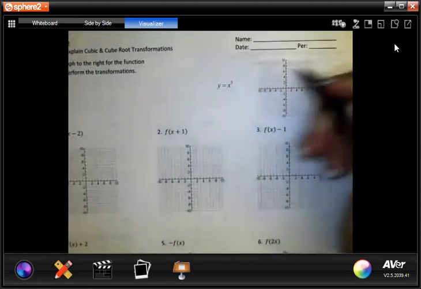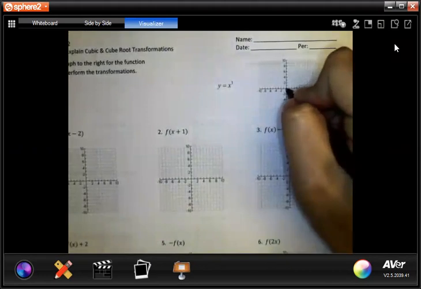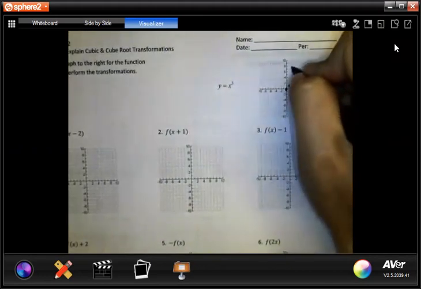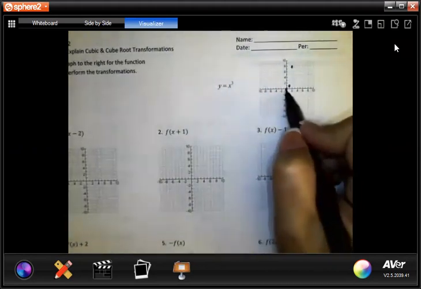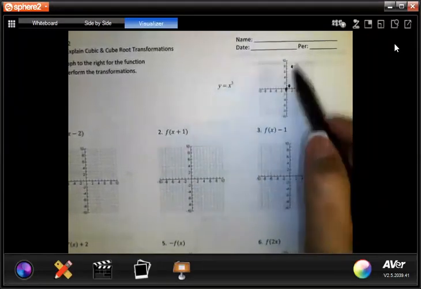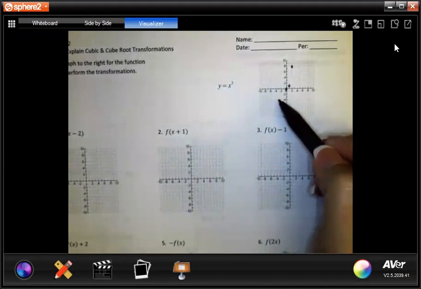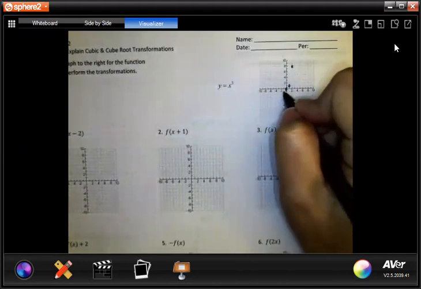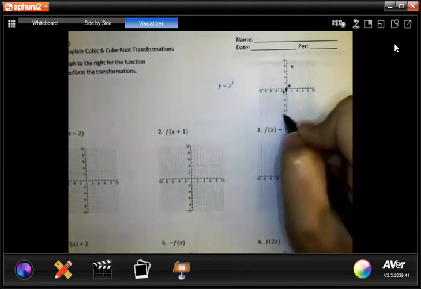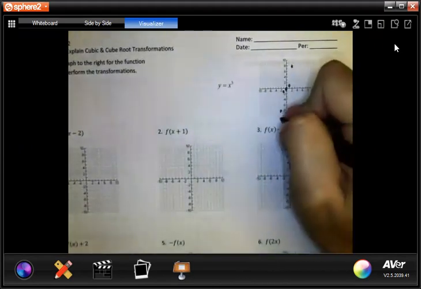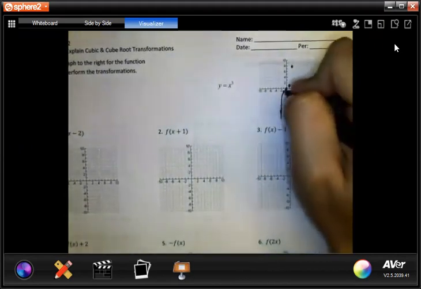The cubic y equals x to the third power has the key points of (0, 0), (1, 1), and (2, 8). And that's because 0 cubed is 0, 1 cubed is 1, and 2 cubed is 8. Now with a cubic, you can also have negative values because a negative times a negative times a negative is a negative. So negative 1 cubed is negative 1, and negative 2 cubed is negative 8. So we get a function that looks like this.